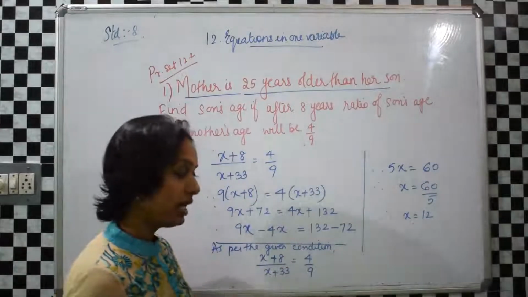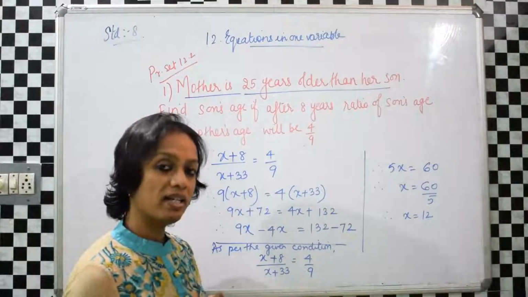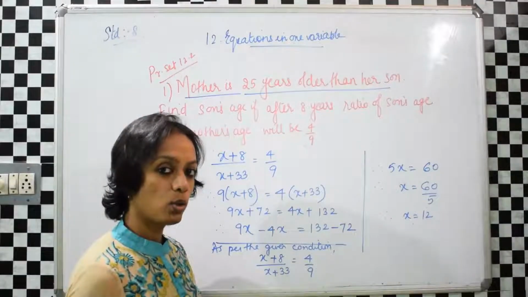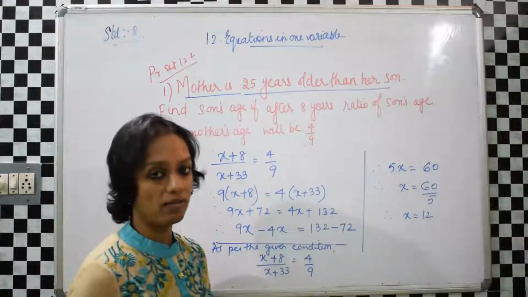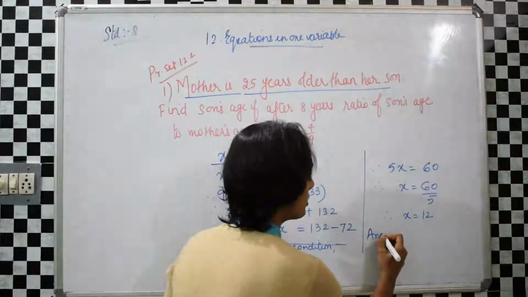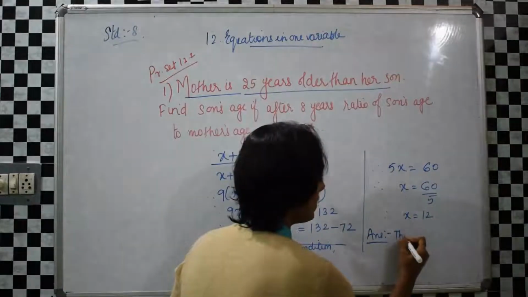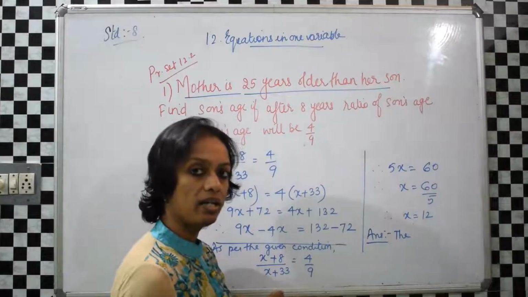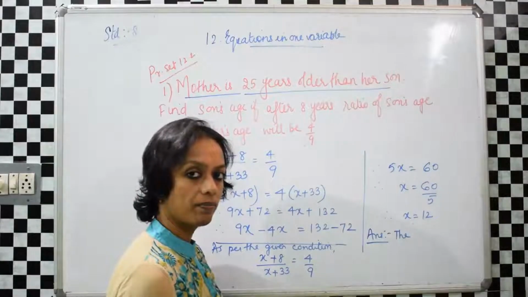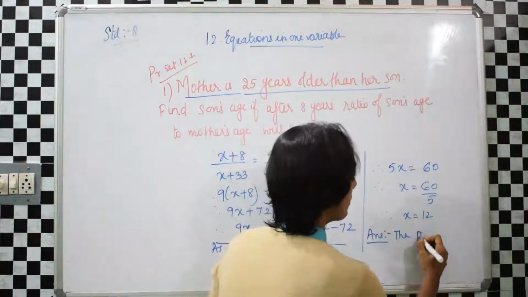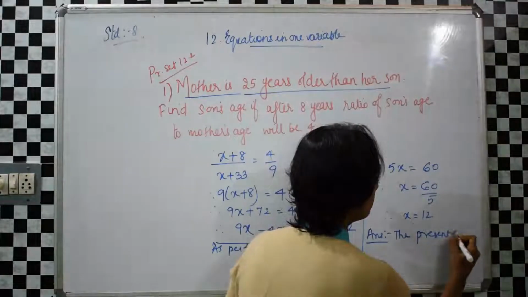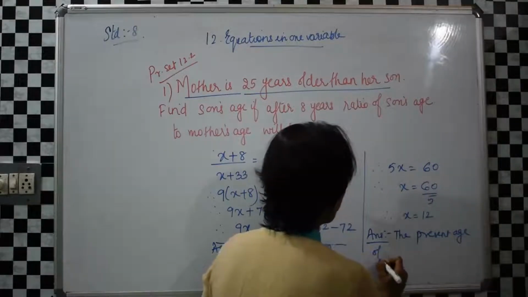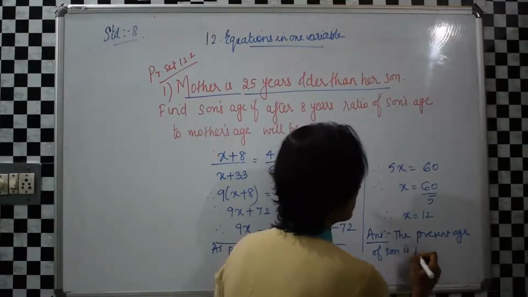So what we have taken x as the present age of son. So his present age we got as 12. So I will write the final answer. You can simply write the son's present age is 12 years, or you can write age of son is 12 years. So I'll write here the present age of son is 12 years.